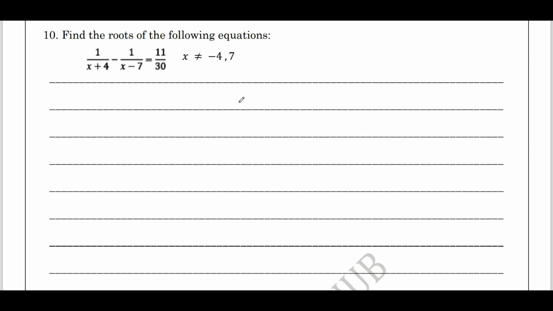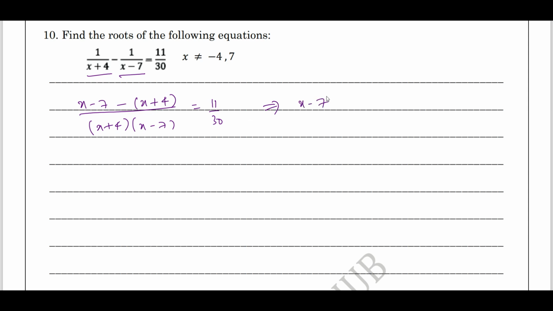Students, this kind of question has been asked in the preparatory exam for 4 marks. Very simple question. What you need to do is take LCM in the LHS, that is x minus 7 into 1 is x minus 7, minus x plus 4 into 1 is x plus 4, divided by x plus 4 into x minus 7 equals 11 by 30.